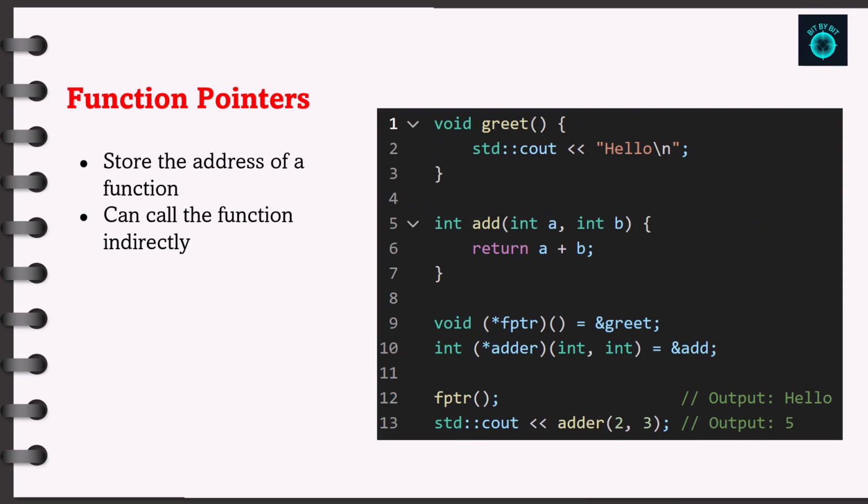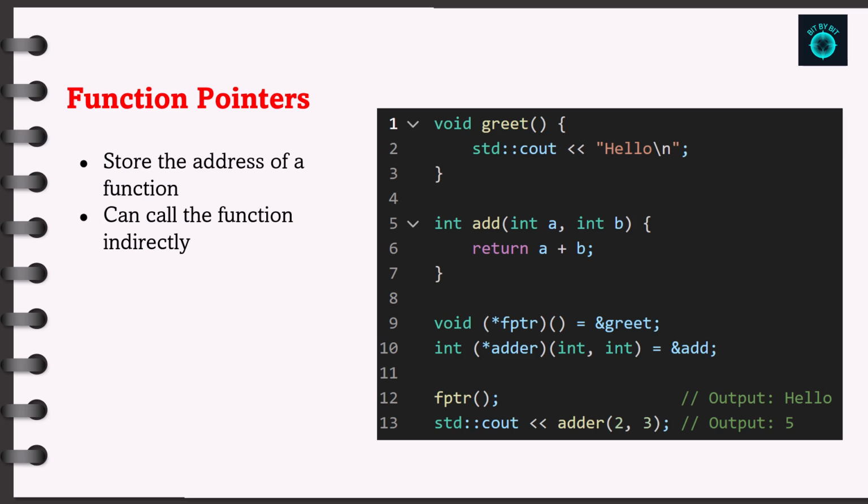Function pointers. A function pointer lets you store the address of a function and call it indirectly. It's declared using the same return type and parameters as the function, inside parentheses. In the first example, fptr is a pointer to the greet function. We call it by writing fptr(), and it prints hello.